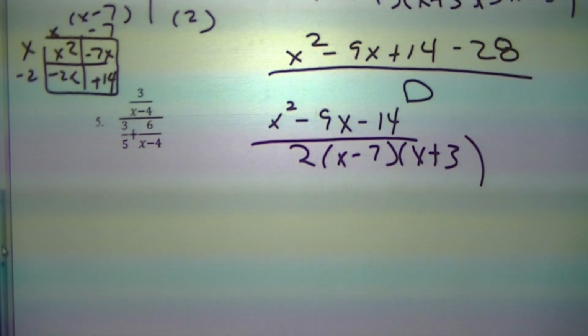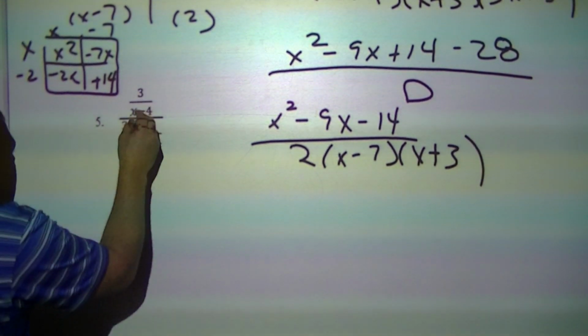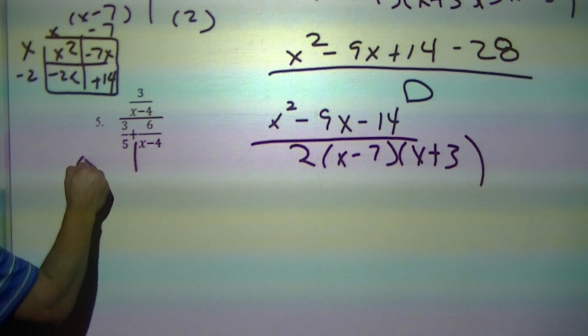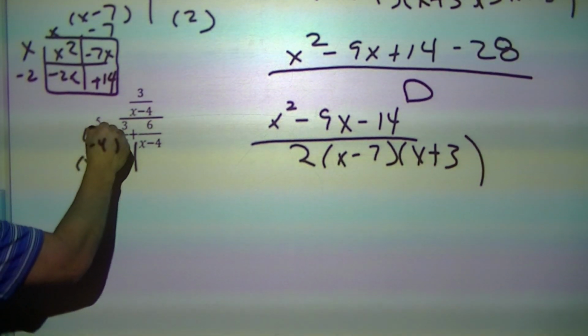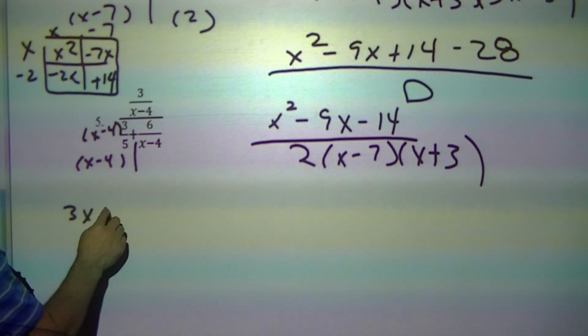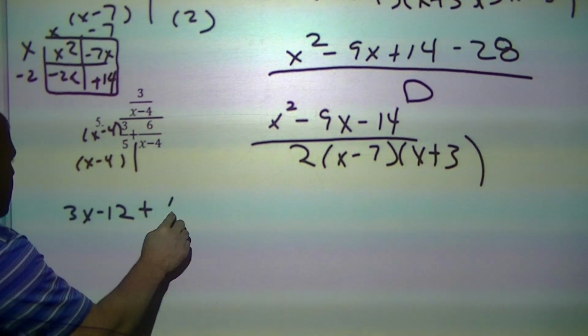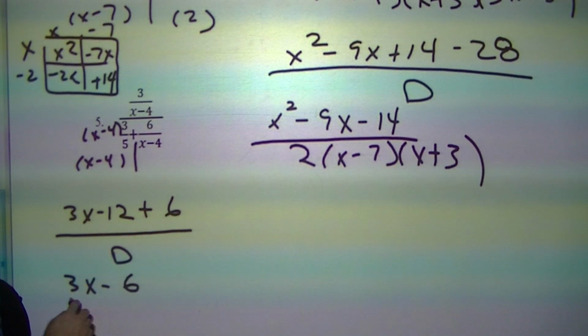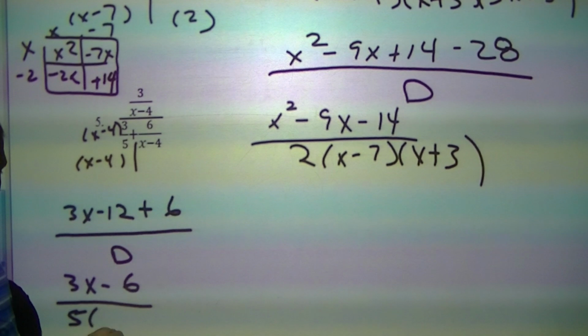Number 5, and the final problem here. This is okay up here, but I'm going to have to treat this like a separate problem. So this side is missing x minus 4, so I got to multiply by the top and the bottom. This side's not missing anything. So what I got is 3x minus 12 plus 6 all over my common denominator. So that's going to be 3x minus 6 over 5 times x minus 4.